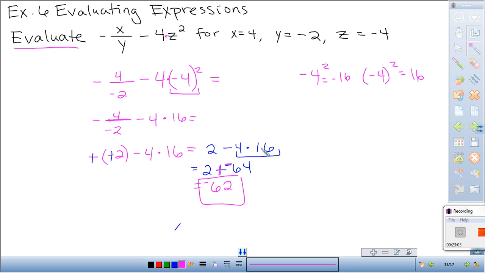Right here, though, some people have said, well, is it negative 4 times 16? And you could have done that too. So we could have done 2, and we could have done negative 4 times 16, which would have given us a negative 64, so you'd still be doing 2 minus 64, so you'd still be adding the opposite, and you'd still get a negative 62. So either way, if you treat this as a positive 4, then just bring down your minus sign, or if you treat it as a negative 4, you'll still get the same answer.